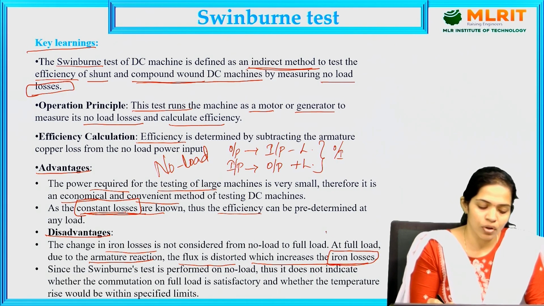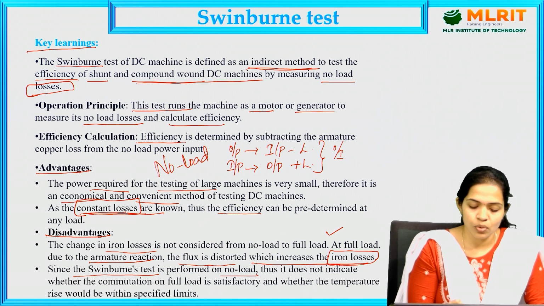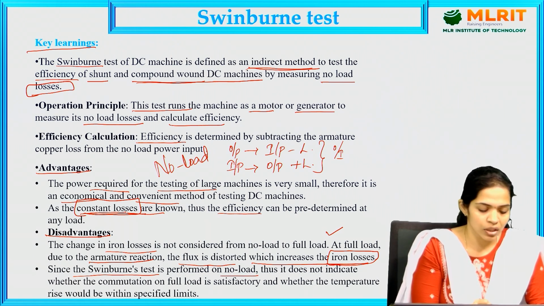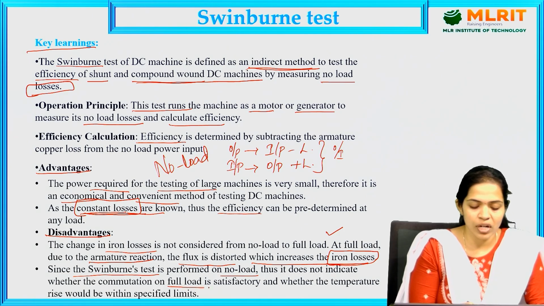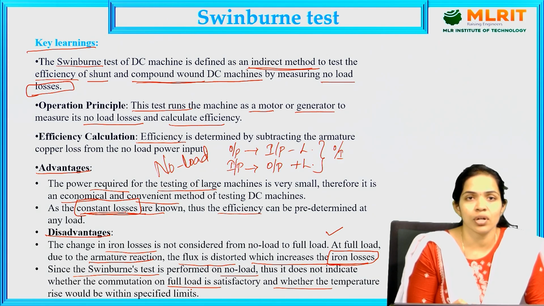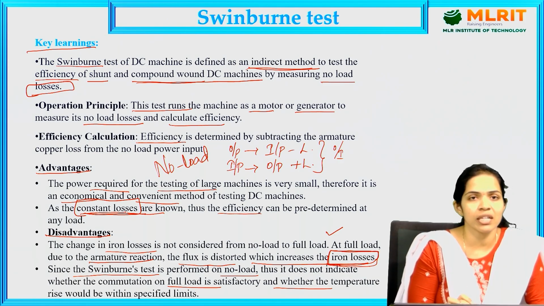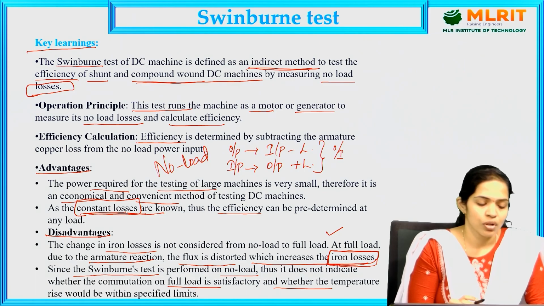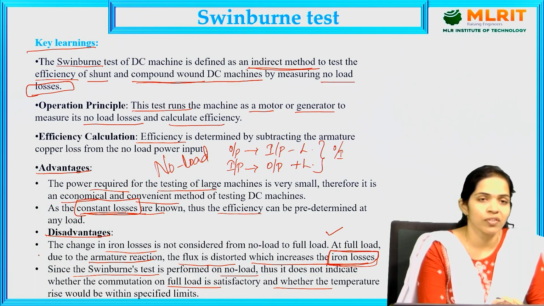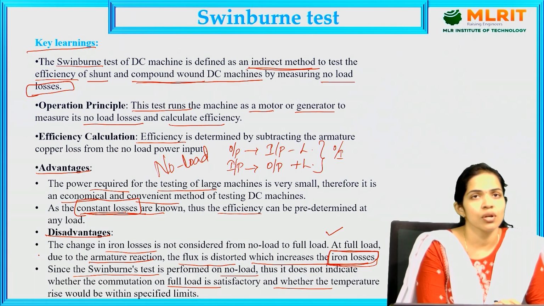Since the Swinburne test is performed on no load, this test cannot give the implications on full load condition satisfactorily. So whether the temperature rise is within the specified limits under full load condition cannot be predetermined by this particular test, because the iron losses cannot be calculated for full load. So that will be the drawback, or the disadvantages, of the Swinburne test.